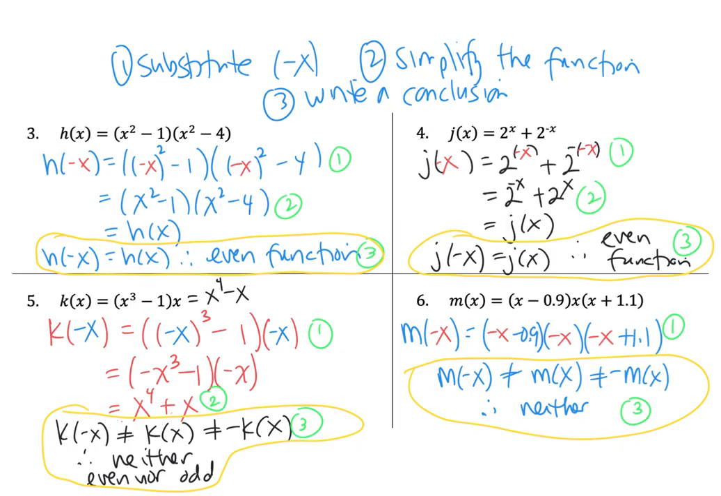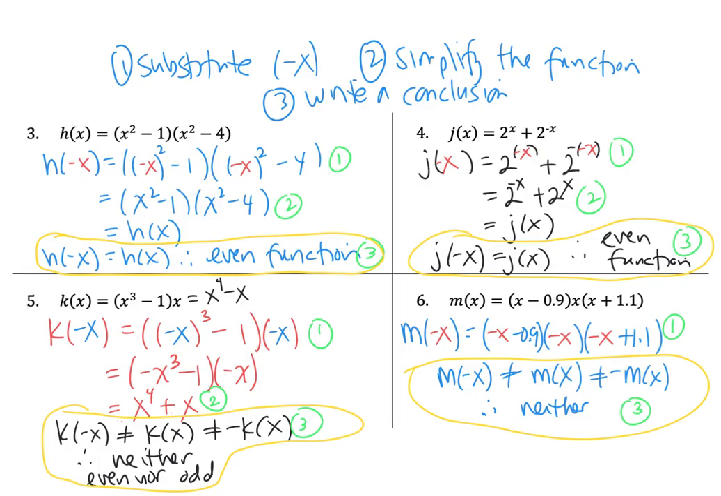Okay, here are the answers. You can see I put step 1, 2, and 3. You need to have those conclusions. The first 2 were even, 5 and 6 were neither. 6 was a little more complicated. You might want to distribute to show that it's not going to work.